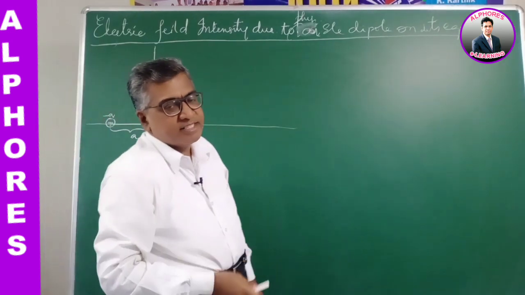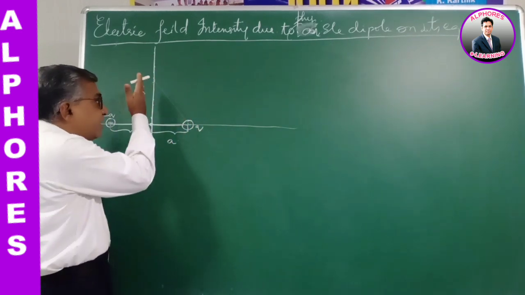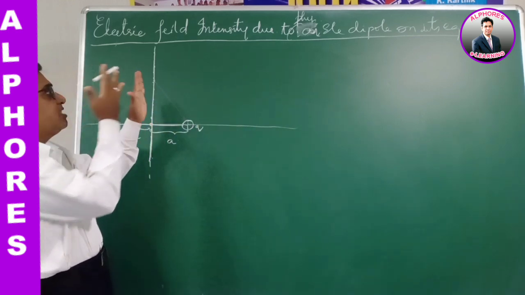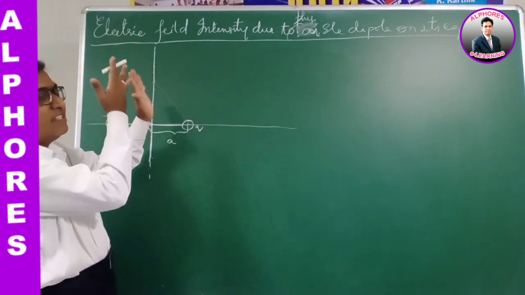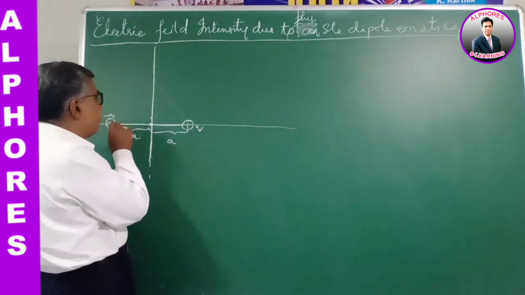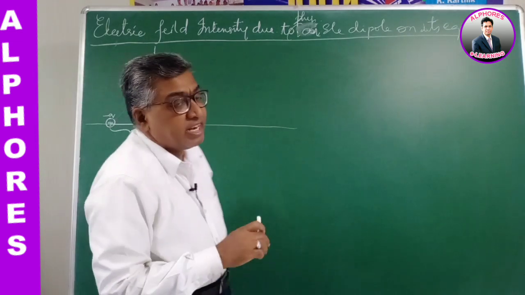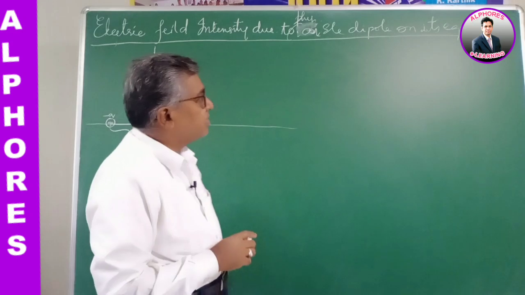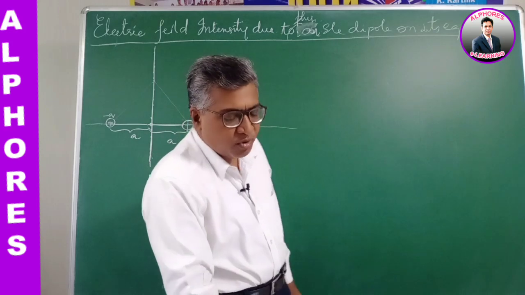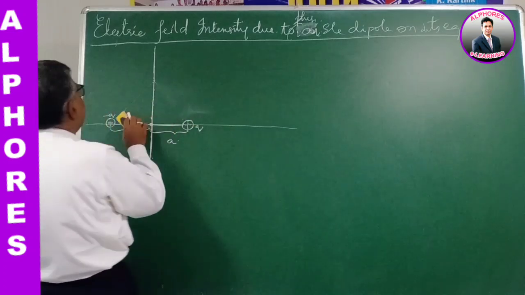Now that line is the equatorial line, and the plane containing it, the plane perpendicular to the axial line and passing through the midpoint of the dipole, is the equatorial plane. All the points on the equatorial plane are at equal distance from both the charges. So that is the equatorial line of the electric dipole. Now today we have to evaluate a formula for the electric field intensity. What will be the formula for the electric field intensity at any point on the equatorial line?